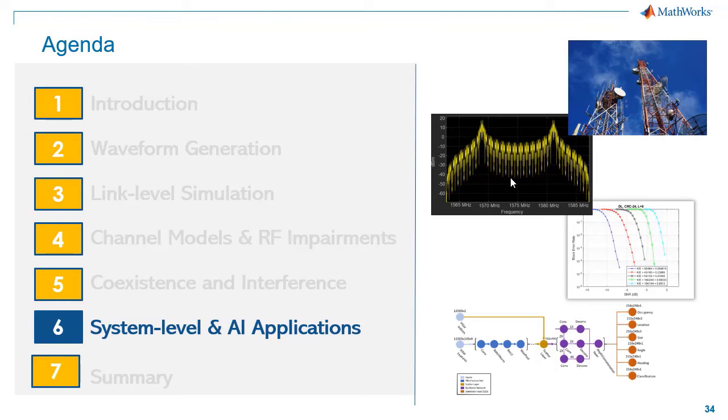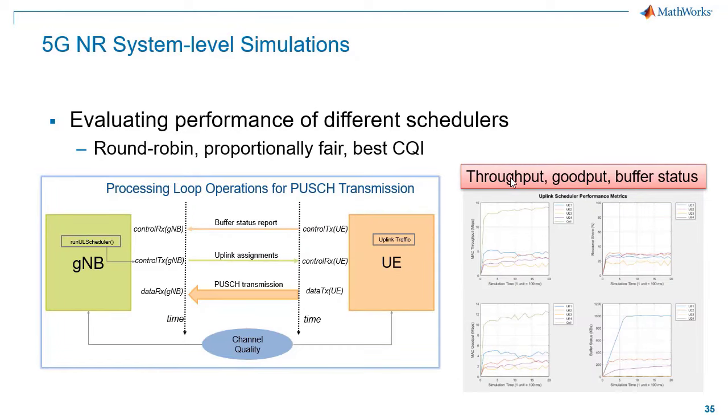Finally, we'll look at the system level aspect of your simulation as well as application of AI or artificial intelligence techniques in wireless communication. For example, every time you have to share resources, frequency resources, data in time, frequency, even transmissions over multiple antennas to different users, you have to essentially devise schedulers.